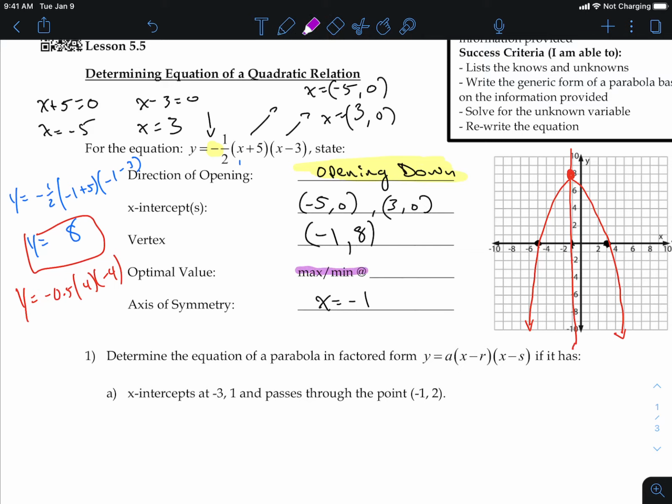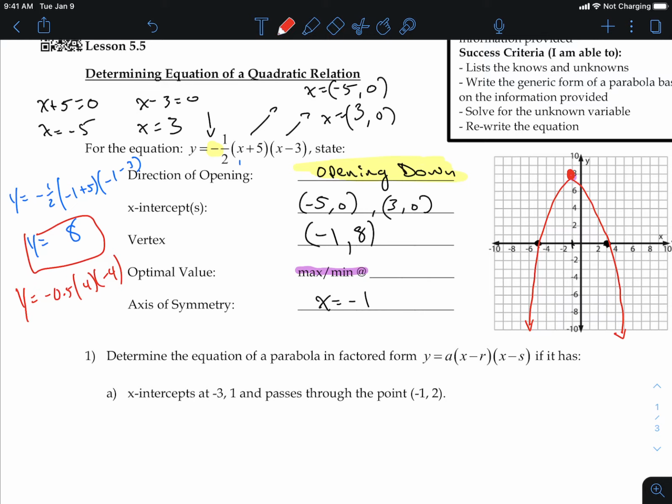If I asked you if that point was a maximum or a minimum, what would you say to me? This point right here. Maximum or minimum? What does the word maximum mean? As high as it gets. A minimum is as low as it gets. Did that get low or high? It got high, right? So it's a maximum, right?